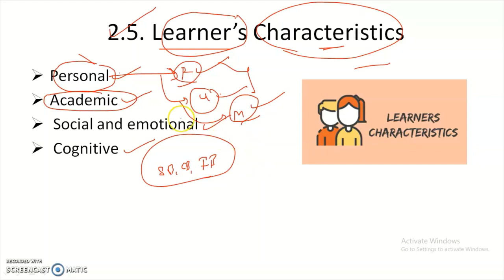So based upon which universities or boards we are studying in, our characteristics will change, based upon the syllabus set by the particular boards, state syllabus or central syllabus. Next one is social and emotional. Social and emotional means community. So it depends upon the community. The characteristics of the learners will change based upon the social and emotional factors also.